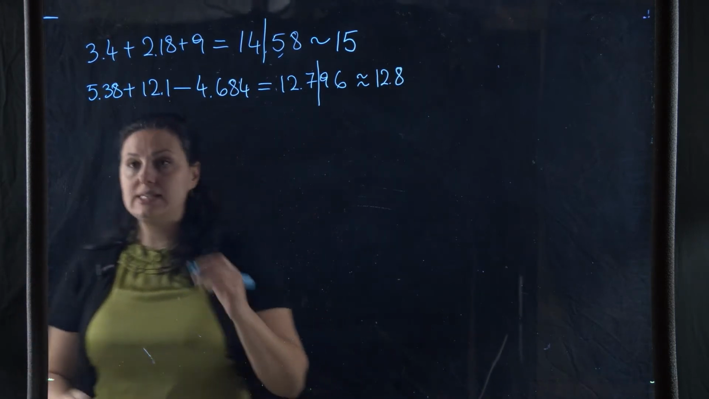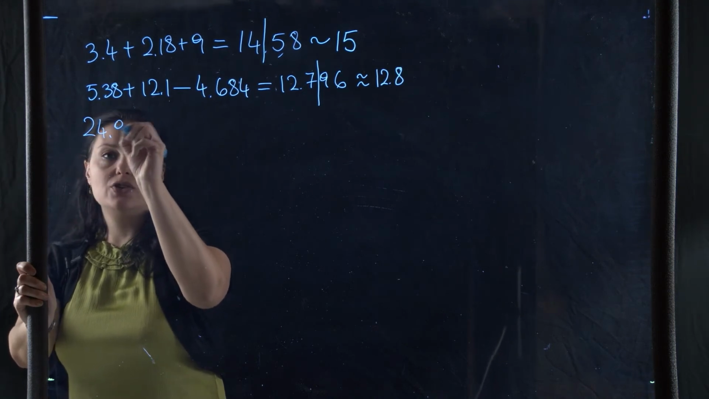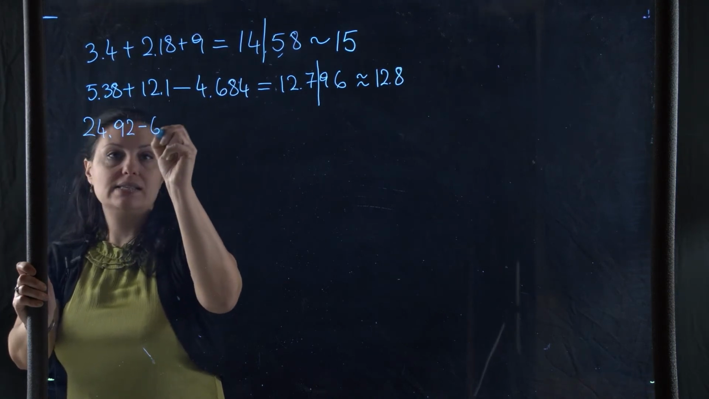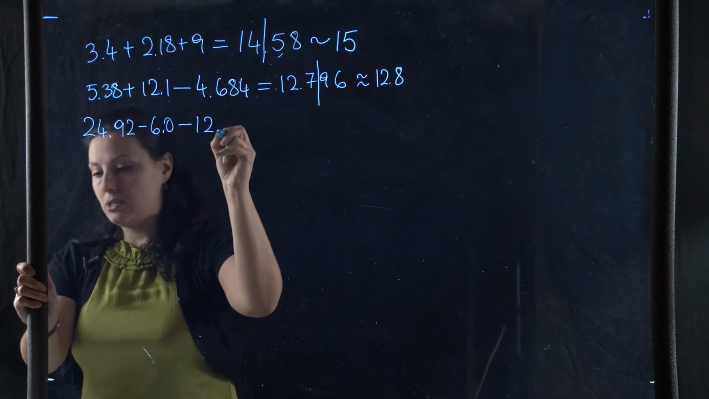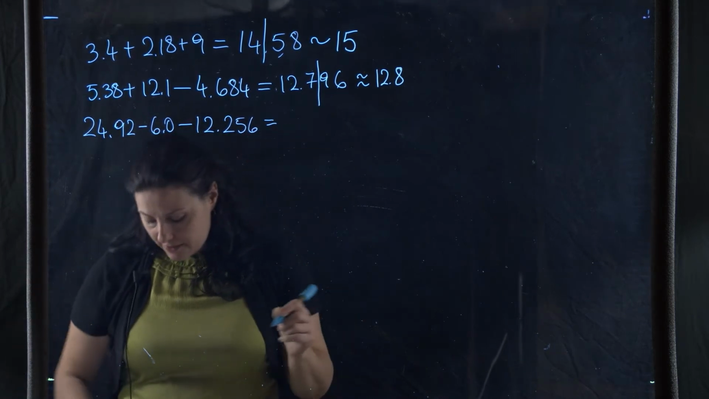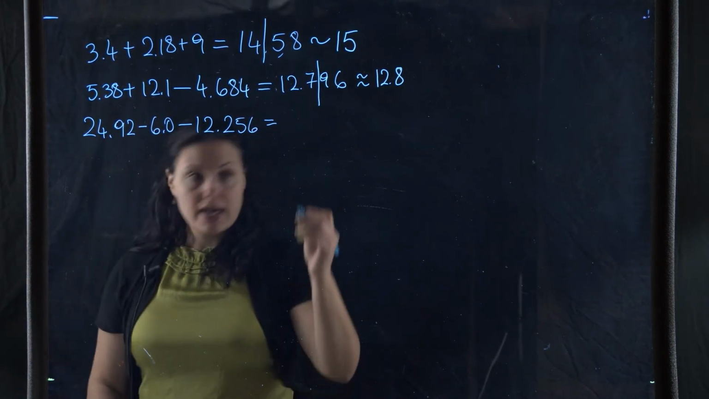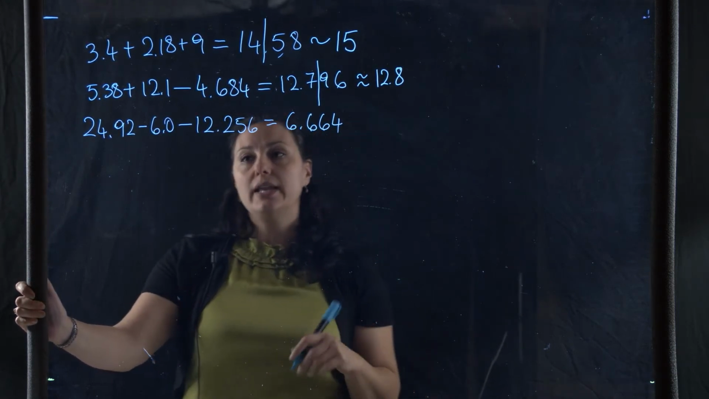Let's look at the next example. I have 24.92 minus 6.0 minus 12.256. And if you do the math, it is 6.664. Now let's look at it.